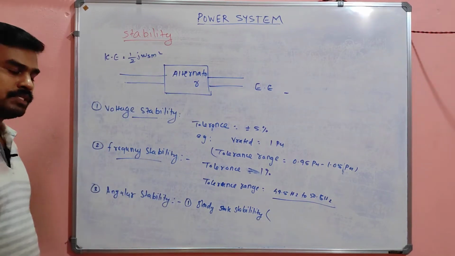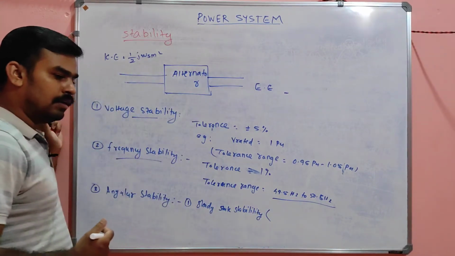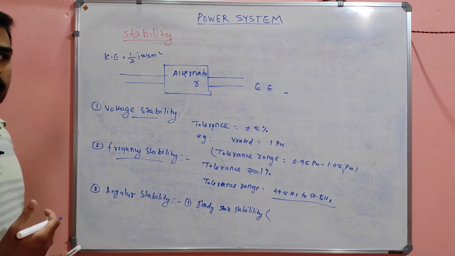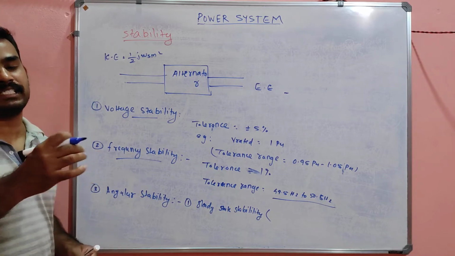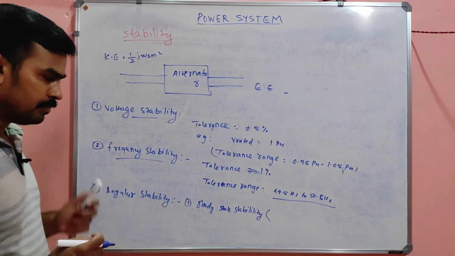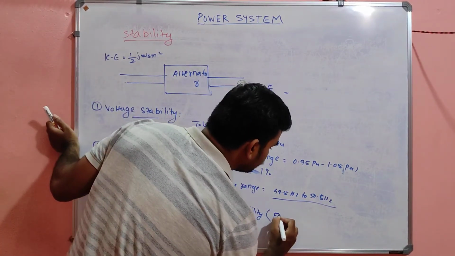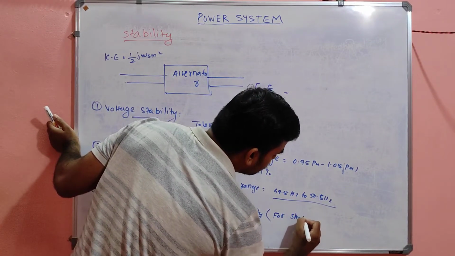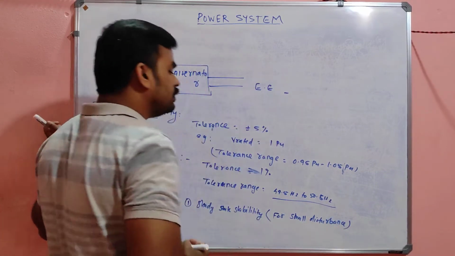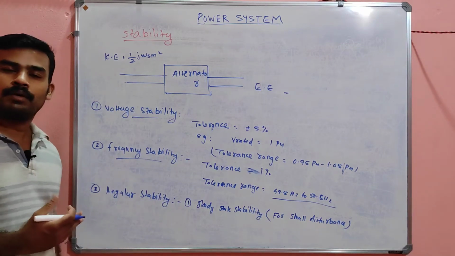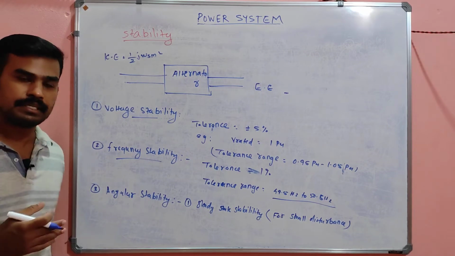Steady state stability is, my dear, the stability of the system when we give a small disturbance. The stability of the system when we give a small disturbance is called the steady state stability. For a small disturbance, what will be the stability of the system? It is called the steady state stability.